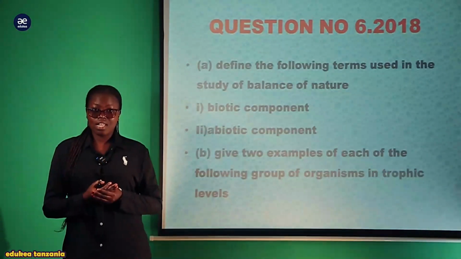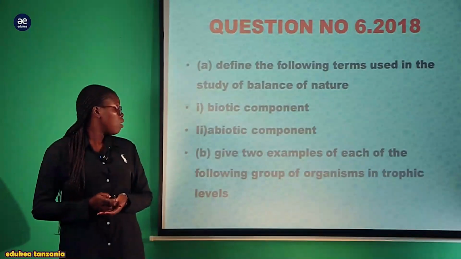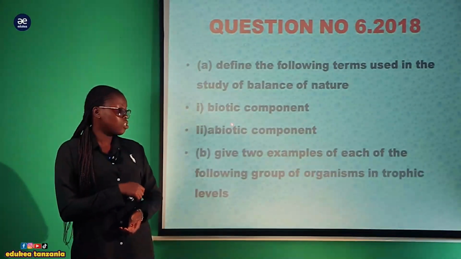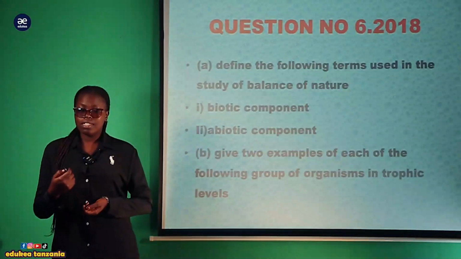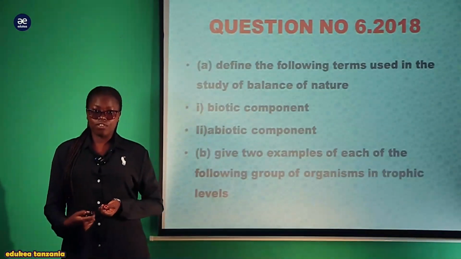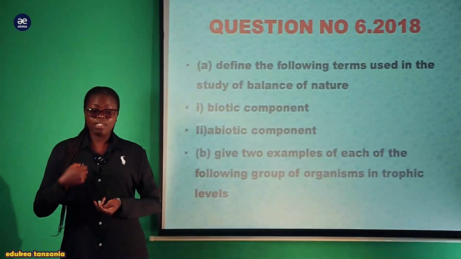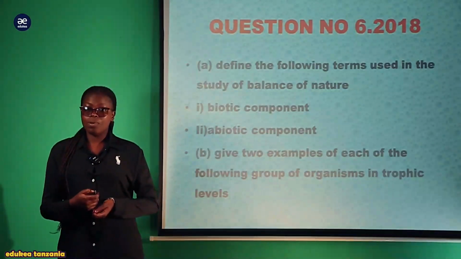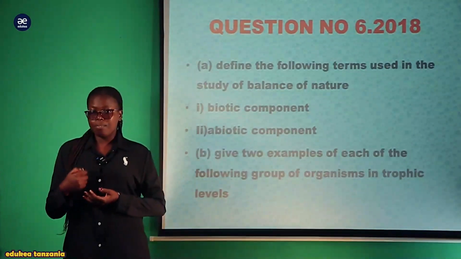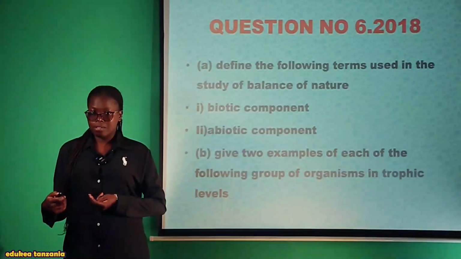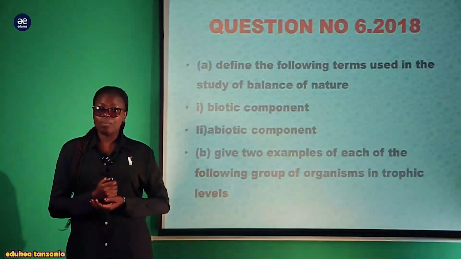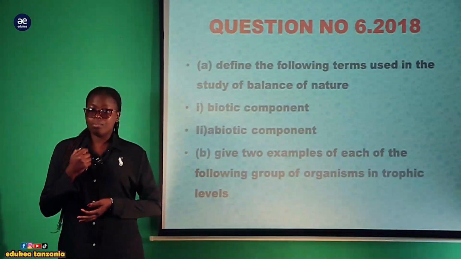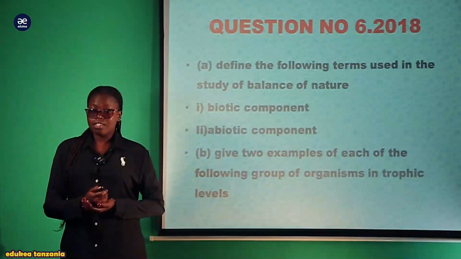Now let us answer our question. Our first question needs you to give the meaning of biotic components, and second, abiotic components. When we talk about the term biotic, this means living, while abiotic means non-living. So the biotic components are the living components found in our environment. Example, plants, animals, fungi, and microorganisms. While the abiotic components are the non-living components found in our environment. Example, water, air, wind, and so on.